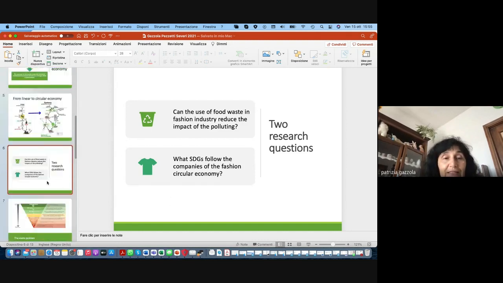Then we analyze the fashion industry, because the fashion industry is very famous for polluting, because they use a lot of water, a lot of energy, but also because now we are in the time of fast fashion. Fast fashion is that every maybe two weeks they change everything. Then they push people to buy and buy. It's not enough to buy one pair of shoes, but we have 10, 20, 30 pairs of shoes that is not very necessary.